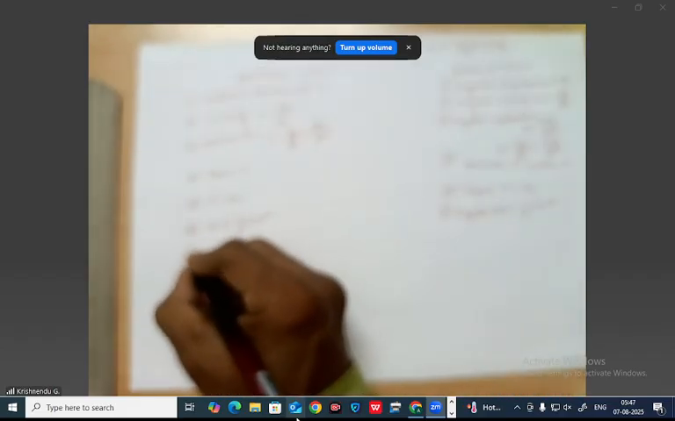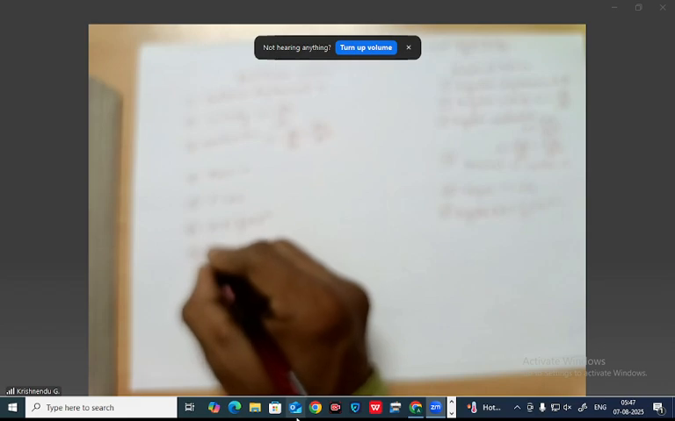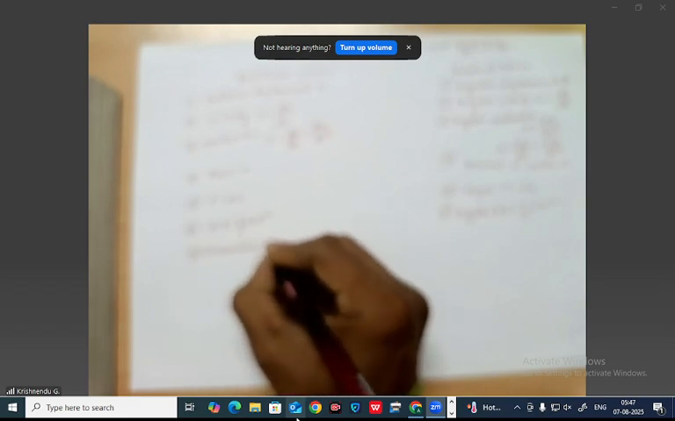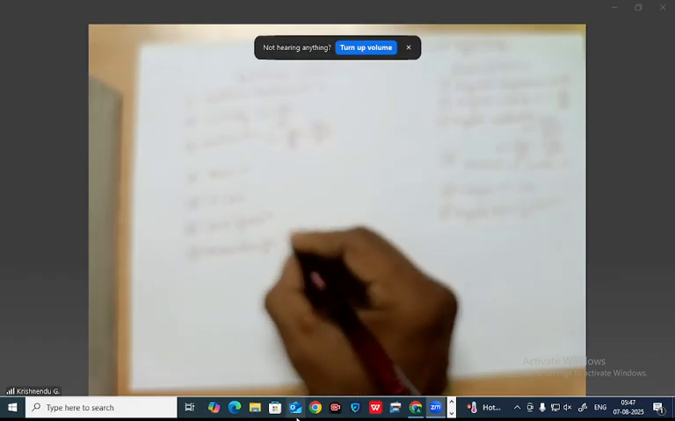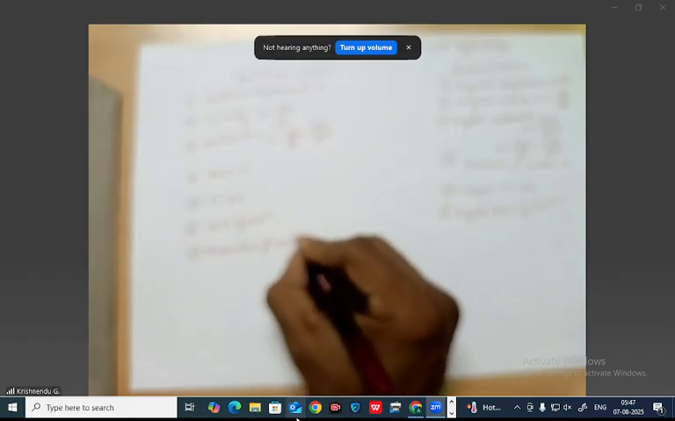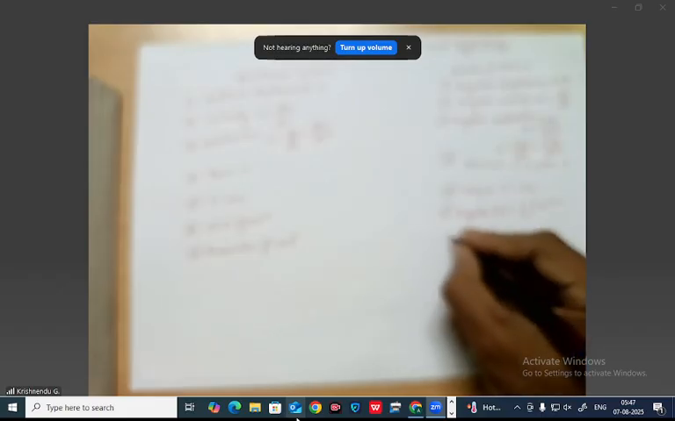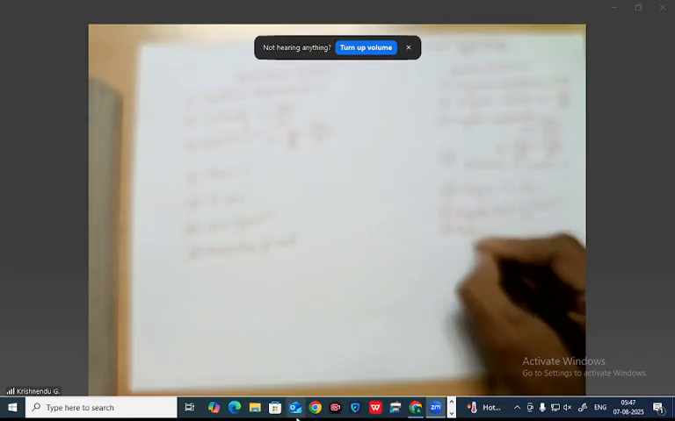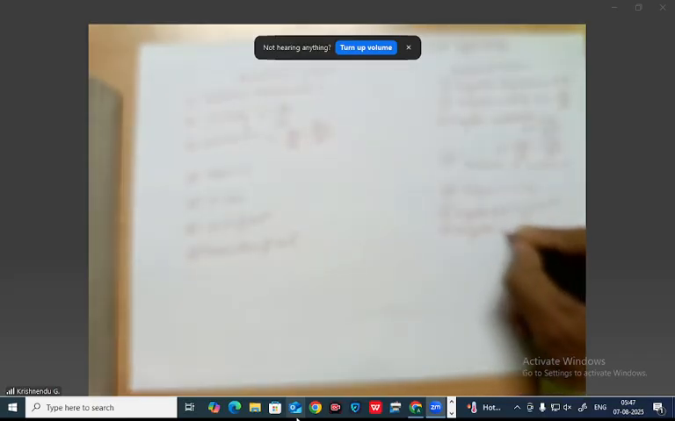And number seven is momentum. Momentum p is equal to m into v in rectilinear motion. In rotational motion, momentum can be written as angular momentum, and that is L is equal to I into omega.